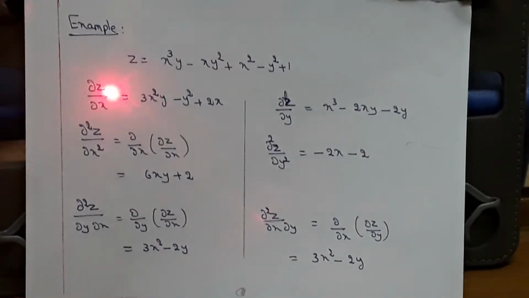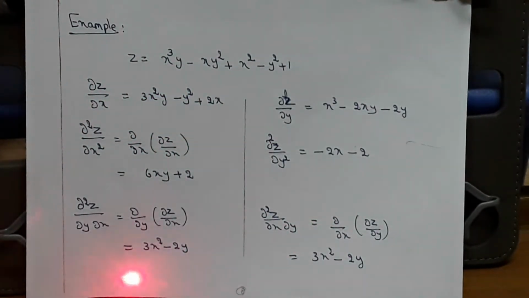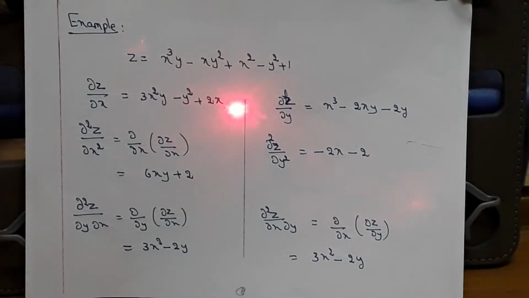Okay, similarly we can find dou square z by dou y dou x, that is we have to differentiate partially this function with respect to y. So we have to treat x as a constant here. Here 3x square is constant, differentiation of y is 1. So 3x square will come. Again here minus y square is there, differentiation minus 2y. And 2x is a constant now because we are keeping x as constant. So that differentiation becomes 0. So finally we will get 3x square minus 2y.